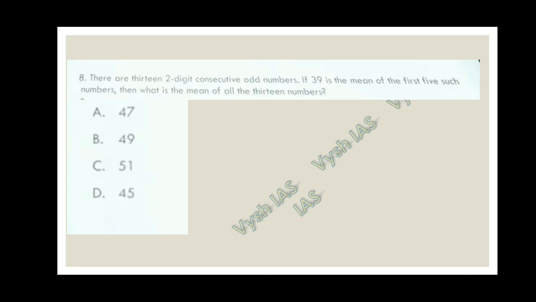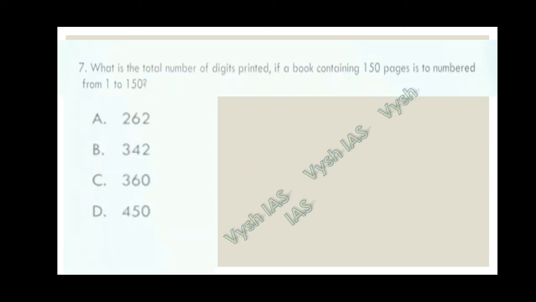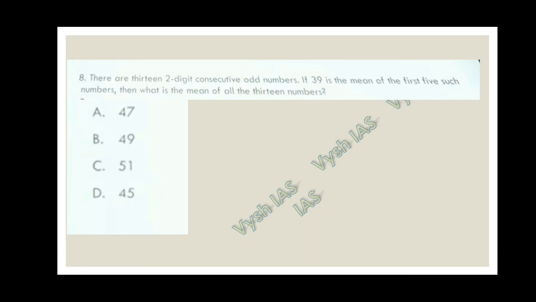Question number 8. There are 13 two-digit consecutive odd numbers. If 39 is the mean of the first 5 such numbers, what is the mean of the 13 numbers? If you take the mean of the odd numbers, the mean is the (number of numbers plus 1) by 2. That is, there are 5 numbers, so (5 plus 1) by 2, so the third number can be the mean. Let me write 1, 2, 3, 4, 5. So this number is the mean, that is 39.